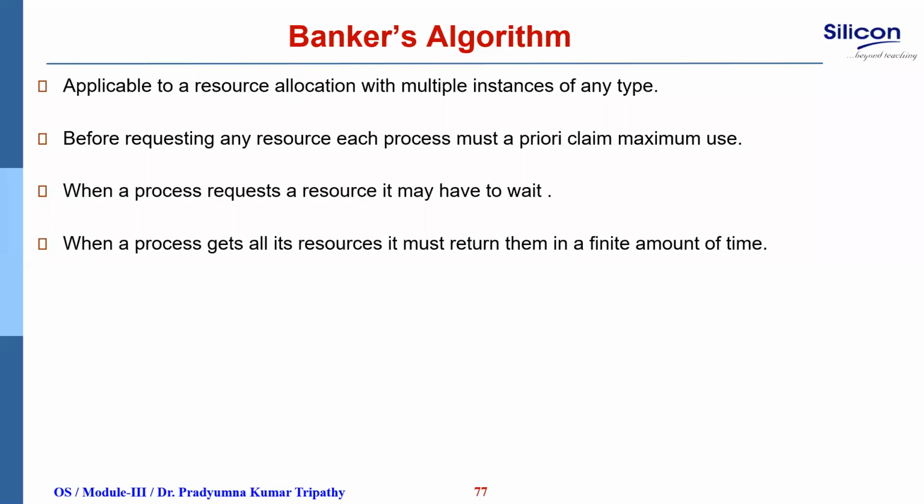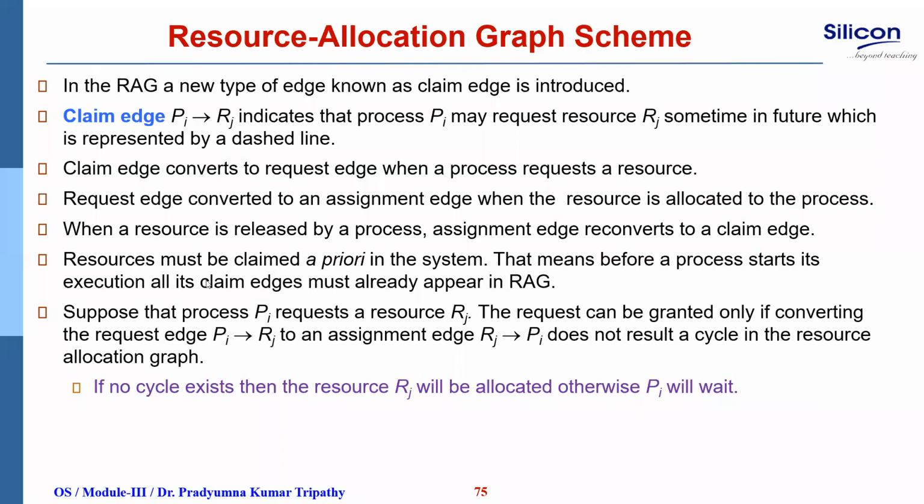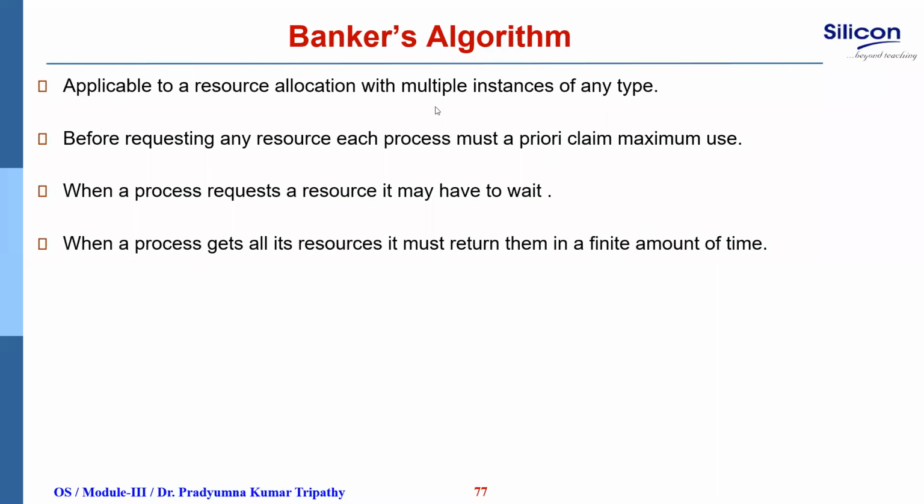The banker's algorithm is applicable to resource allocation with multiple instances of any type. Here we have a single instance, and if it contains a single instance, then it may lead to deadlock. So the banker's algorithm is used for multiple instances of any type. You can have any number of resources with multiple instance types. Before requesting any resource, each process must a priori claim its maximum use. So every process will say the maximum number of resources of each type it requires.